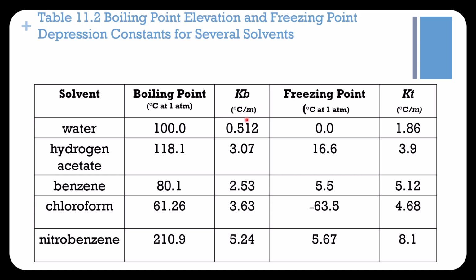One last thing to note on this slide is the unit for KB. It's kind of a wonky, weird unit, but the unit is degrees Celsius per molal, or degrees Celsius over molality. That seems like a weird, wonky unit, and it is, but when we start mathing with this, it's going to be very convenient. So that's the unit for the KB value, degrees Celsius over molal.